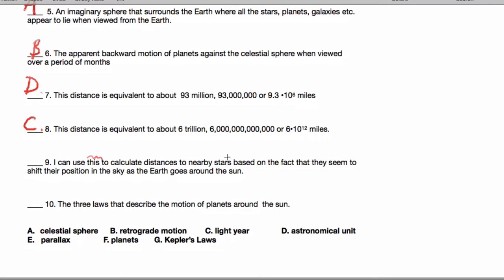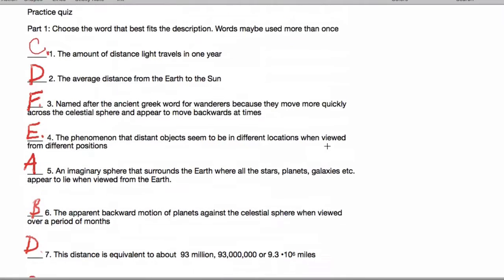So what you may notice is with some of this vocabulary, I leave, even in the very problems themselves, clues to the vocabulary. This is, again, parallax.